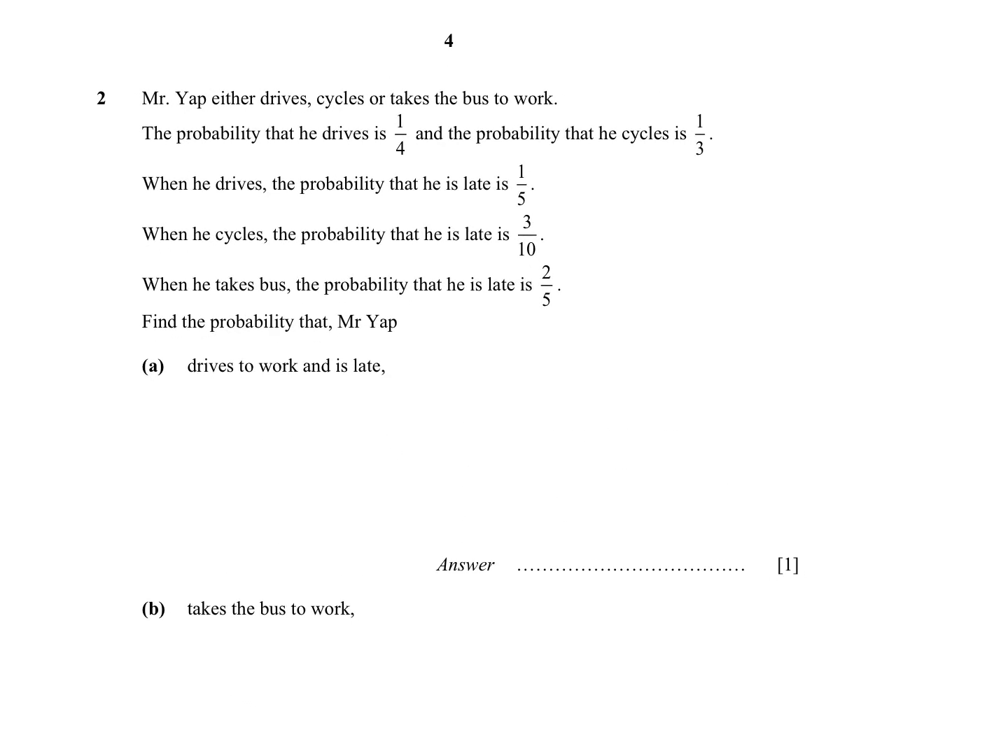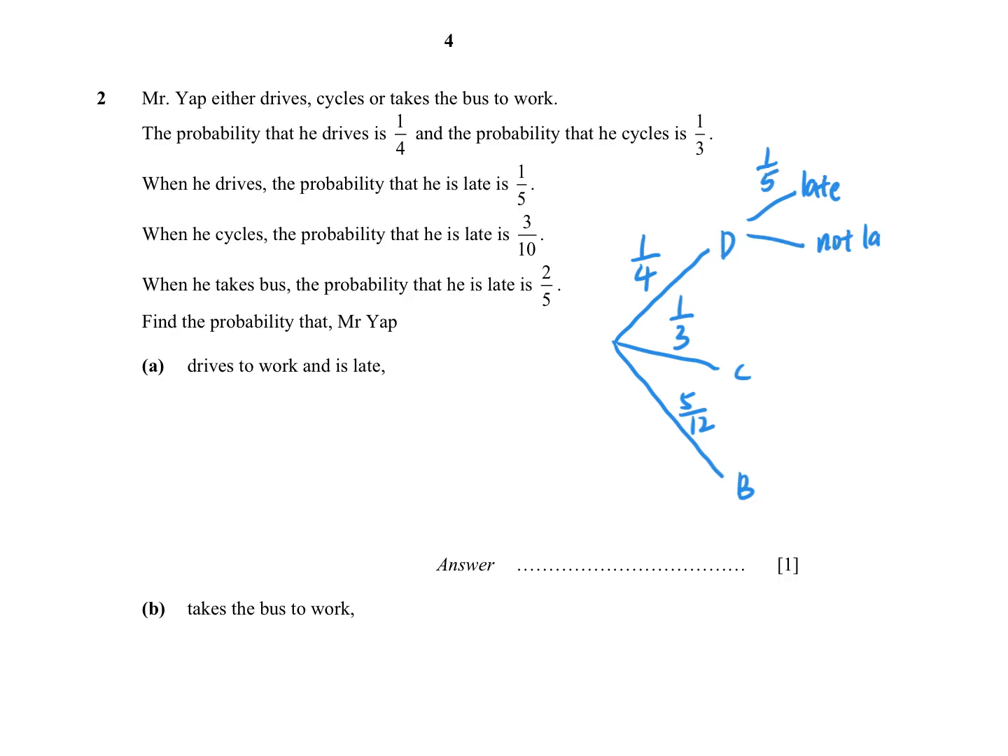Okay, this one. Mr. Yap either drives, cycles, or takes the bus to school. The probability that he drives is 1/4. The probability that he cycles is 1/3. So you just use 1 whole minus 1/4 minus 1/3, which is 5/12. If he drives and is late, the chance is 1/5, which means not late is 4/5.